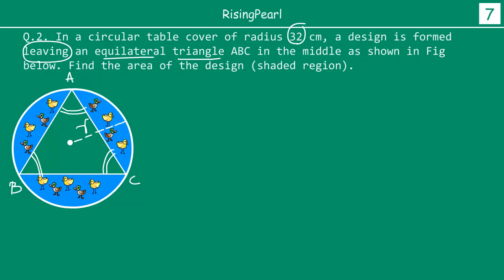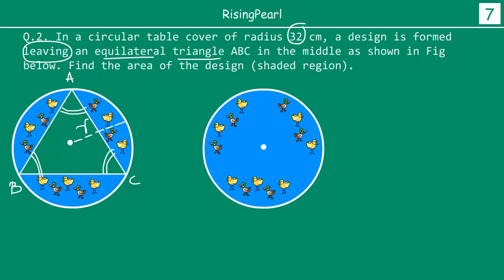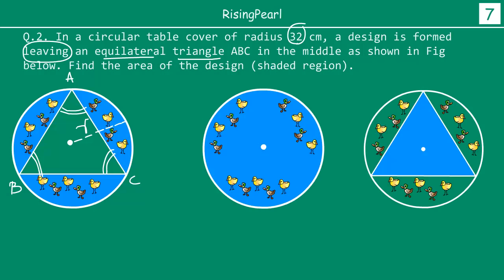So how are we going to solve this, friends? First thing, we have a circle and a triangle. These are two shapes we are dealing with. The second step is clearly we have to find out the area of the circle and then subtract the area of the triangle to find out what is highlighted, that is the design.